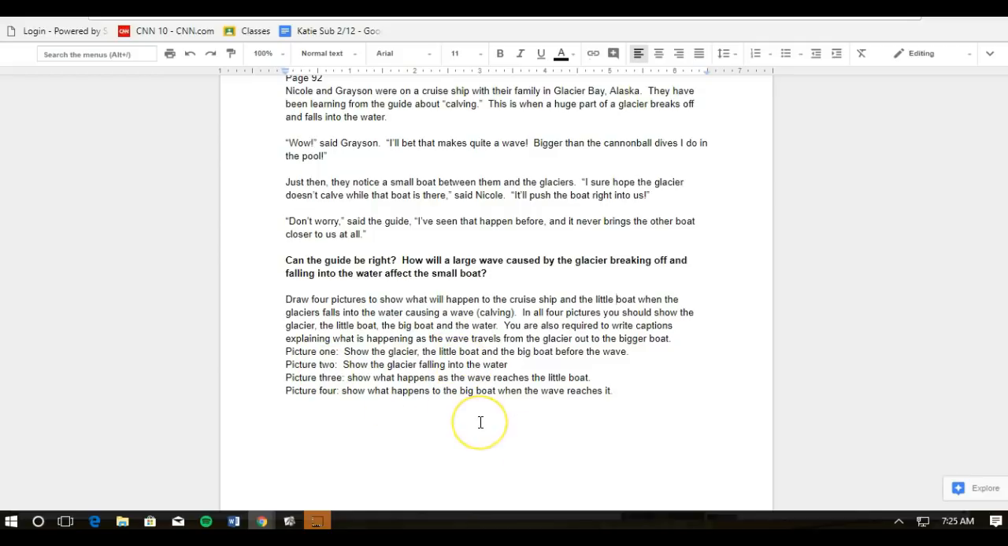So in picture 1, you should have the glacier, the little boat, the big boat, and the water before anything happens. In picture 2, you're going to show the glacier falling into the water. As the glacier falls into the water, of course, it's going to cause a wave. Please remember that in each picture, you need to have the glacier, the little boat, the big boat, and the water. In the third picture, you should show what happens when the wave reaches the little boat. And in the fourth picture, show what happens to the big boat when the wave reaches it.